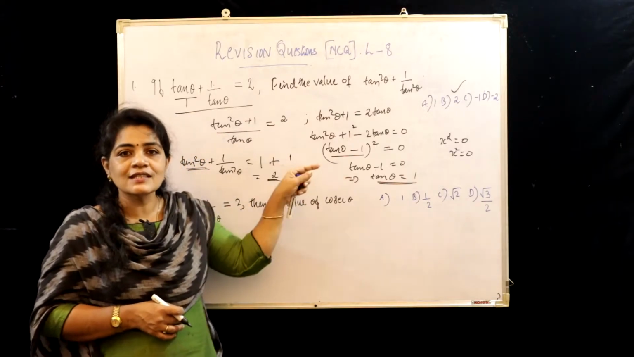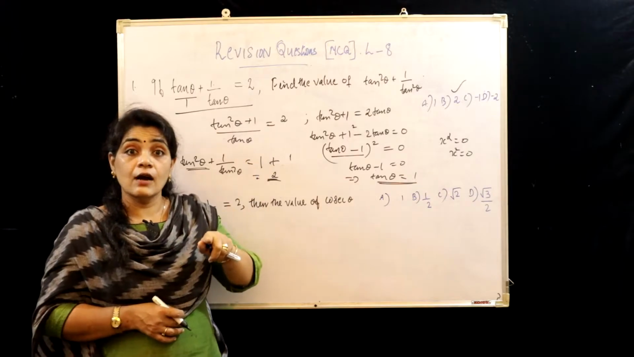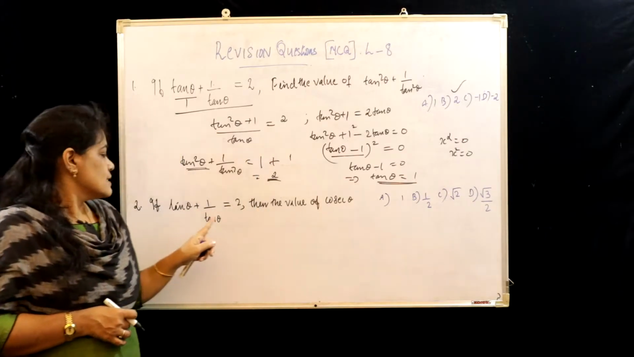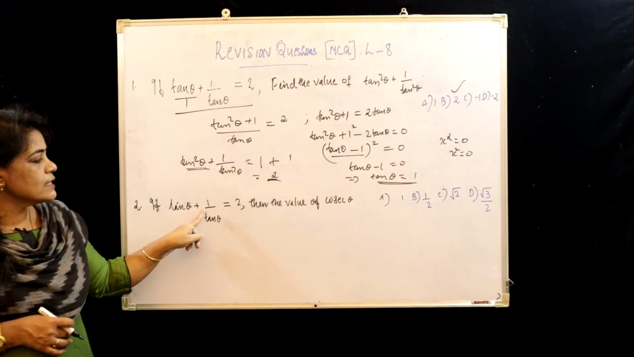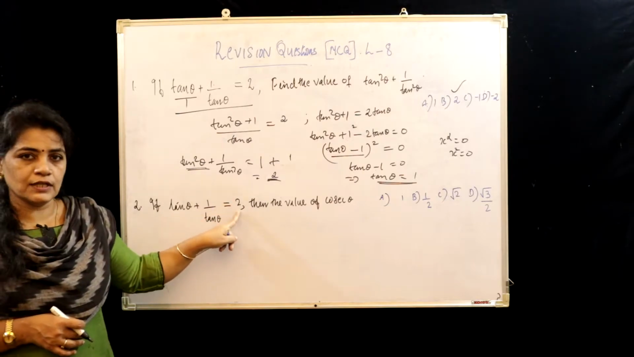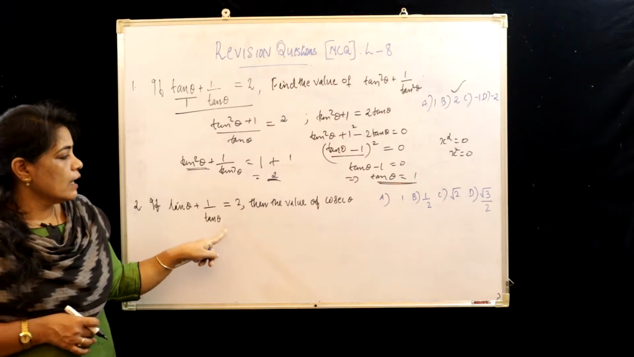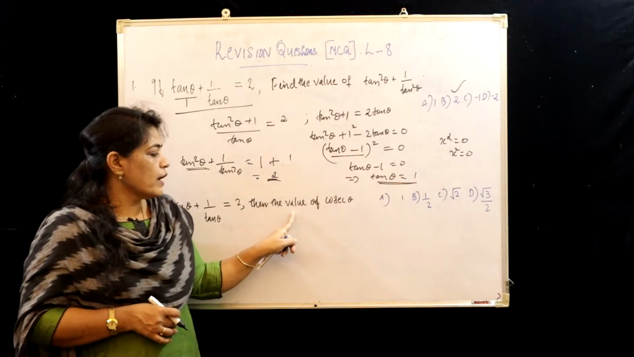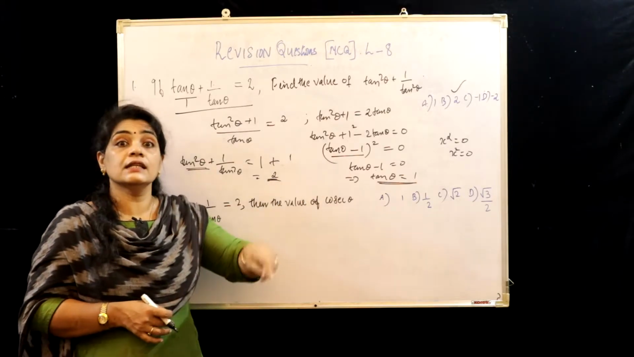Based on this result, we can have one more question, that is the second question. If tan theta plus 1 by tan theta equals 2, the same condition is here, then we have to find the value of cosec theta.